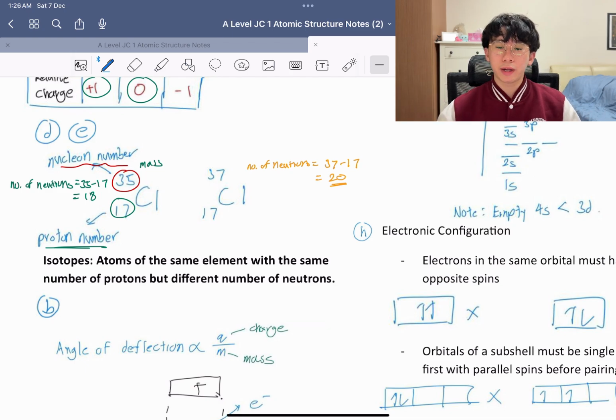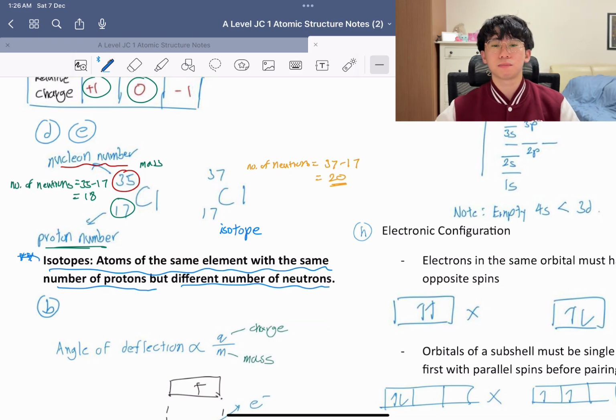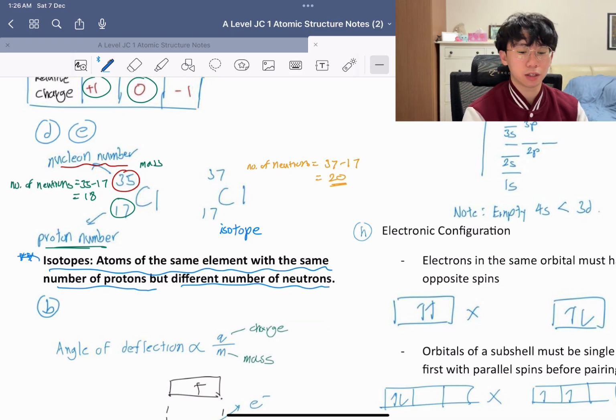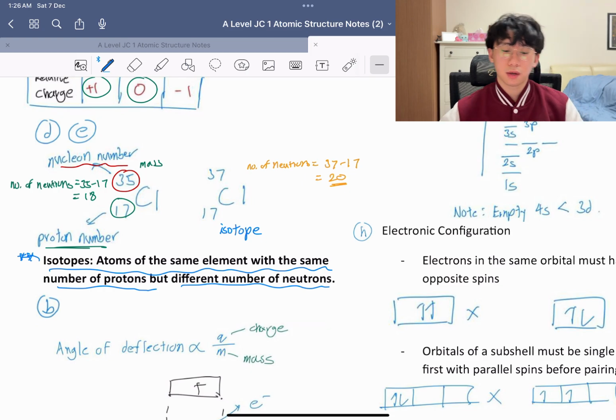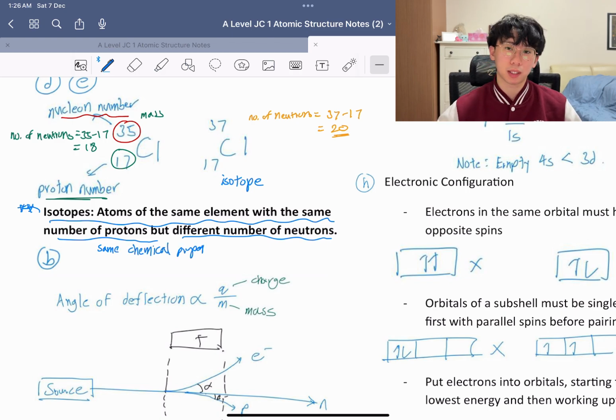But both of these are chlorine, so which is the real one? Well, the chlorine on the right is an isotope of chlorine, and here is a good time to segue into what is an isotope. So isotopes are atoms of the same element with the same number of protons, but a different number of neutrons. And this is a definition that you should try to memorize. And these isotopes generally have the same chemical properties because they have the same number of electrons, and electrons are what participate in chemical reactions, but they have different physical properties.